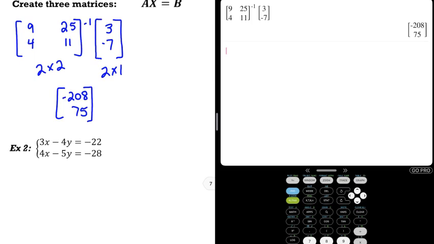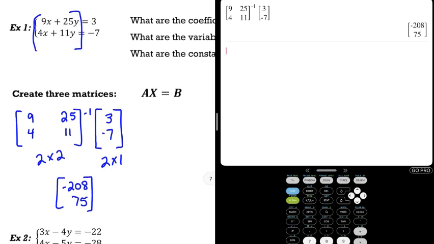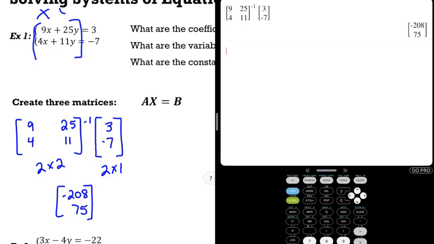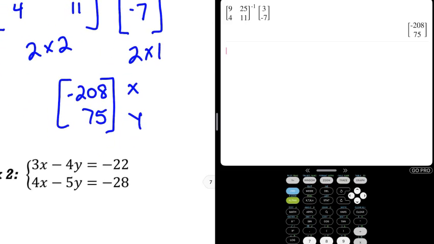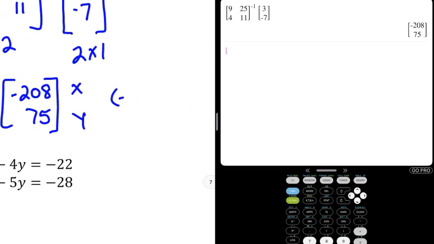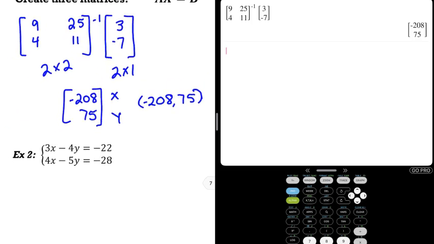So we just need to find out what the x value, what the y value is. So you just look at what order did we write them in. The equations were written in x, y. So this first number is x, the second number is y. So when we write our solution, we're going to do negative 208, comma 75. Okay, go ahead and do example 2.